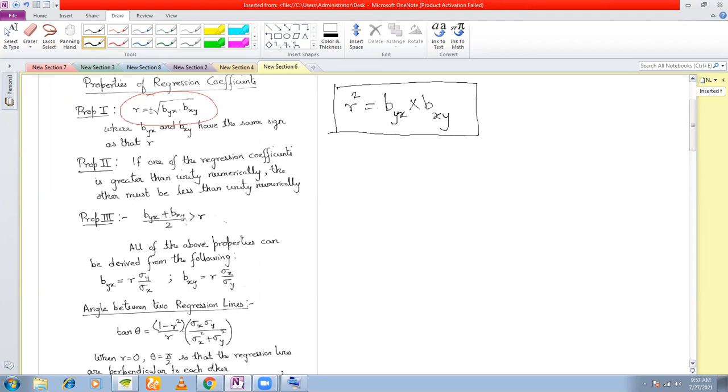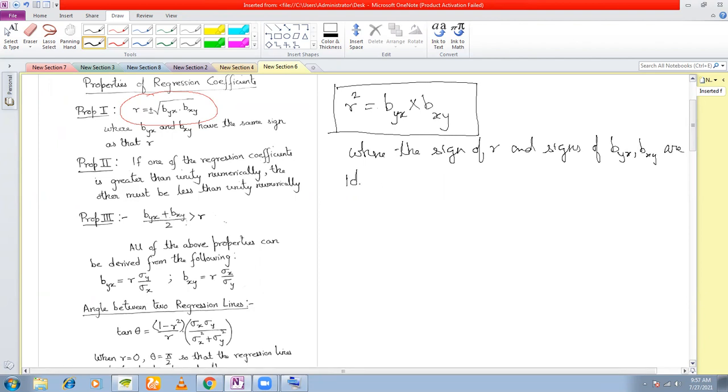Now this is very important: the sign of r and the signs of byx and bxy are identical. That means if the correlation coefficient is negative, you have to take the regression coefficients bxy and byx also as negative. And if the regression coefficients are negative, you will have to take the correlation coefficient as negative also. So this is very important. We shall be using this. This is the first property.